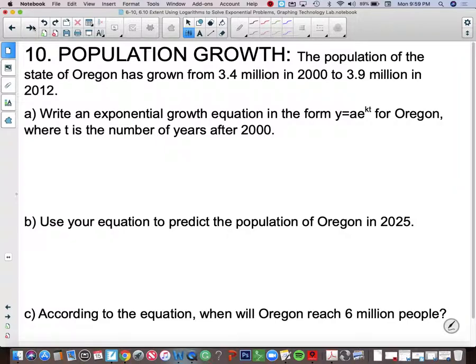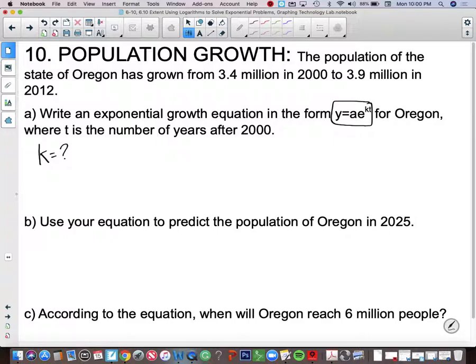So number 10, got population growth. Okay, population of the state of Oregon has grown from 3.4 million in 2000 to 3.9 million in 2012. Write an equation in the form y equals a times e to the kt for Oregon, where t is the number of years after 2000. Okay, so we need to figure out our growth factor here, or our growth rate, which is k. We don't know that, so we can't technically give an equation until we know that. So let's figure it out.